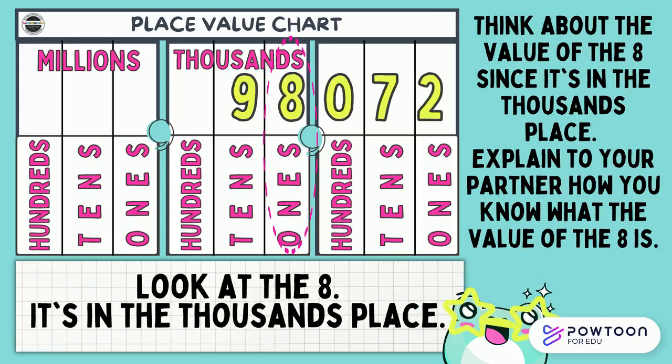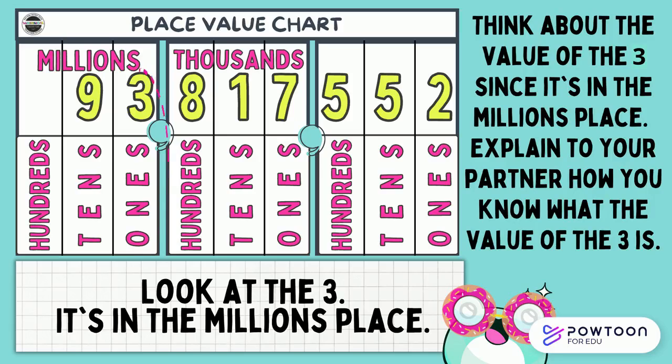Look at the 8. It's in the thousands place. Think about the value of the 8 since it's in the thousands place. Explain to your partner how you know what the value of the 8 is. Look at the 3. It's in the millions place. Think about the value of the 3 since it's in the millions place. Explain to your partner how you know what the value of the 3 is.